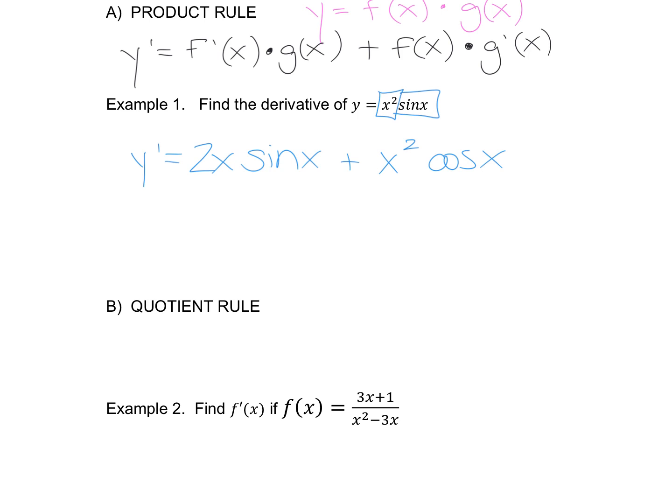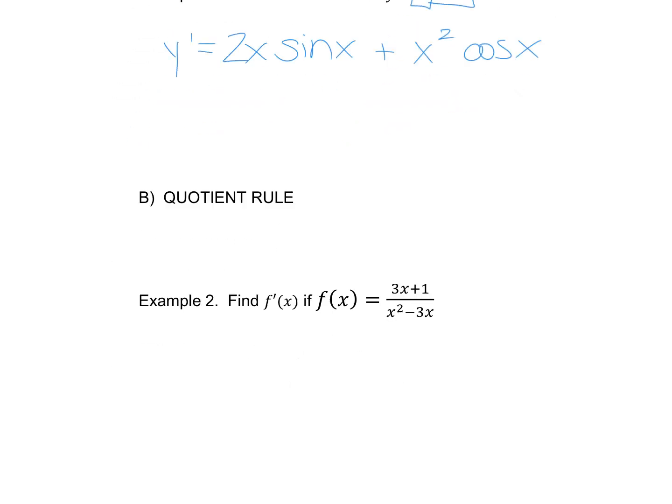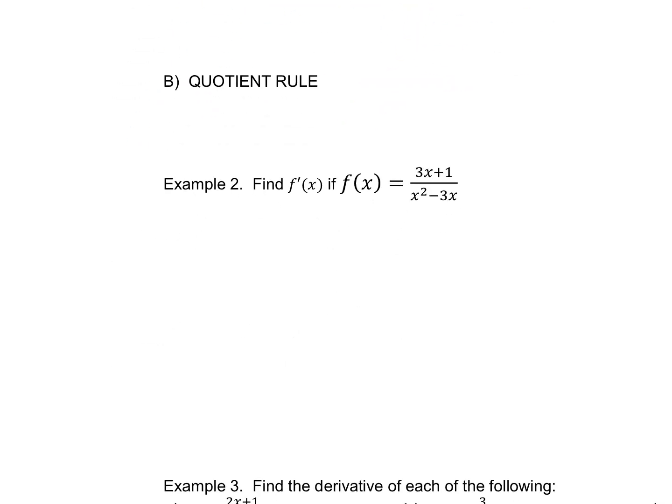Because there was no way I could combine that x squared with the sine of x to make it something simpler, okay? So let's talk quotient rule, and then we will do other examples, okay? Yes? No, you do not, okay?